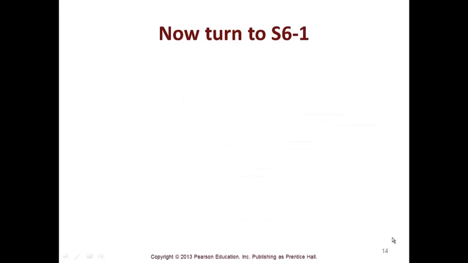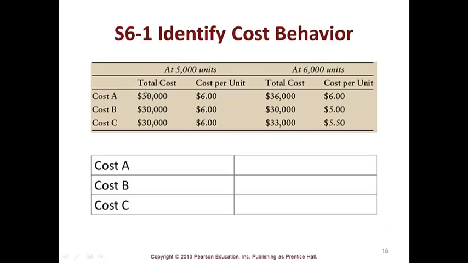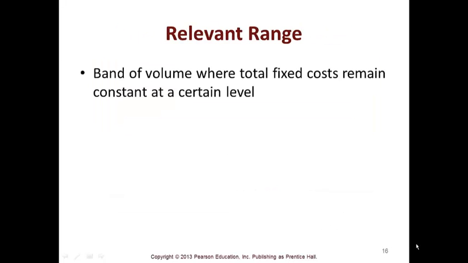So let's look at S6-1 and talk about three products, A, B, and C, and they want you to define what the cost behavior is. So A, you can see, is purely variable. B is fixed, and C is a mixed cost. So you can look at the different costs per unit, and you can tell that the different products meet those different tests. Let's talk about relevant range.